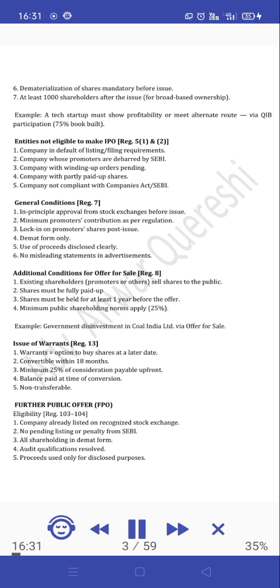103, 104.1. Company already listed on a recognized stock exchange. 2. No pending listing or penalty from SEBI. 3. All shareholding in demat form. 4. Audit qualifications resolved. 5. Proceeds used only for disclosed purposes.